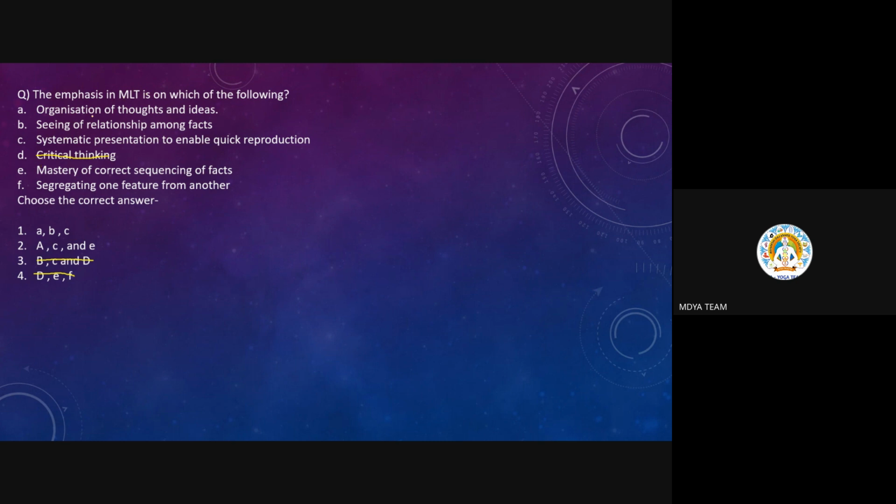Like in memory level of thinking, there is no critical thinking. We eliminated options 3 and 4. Now we are left with 1 and 2. A and C are in both, so we just have to look at options B and E. B is seeing the relationship among facts, and E is mastery of correct sequencing of facts. Correct sequencing of facts is recalling or reproducing facts, which is present in memory level of teaching. So the correct answer is A, C, and E. If you know the answer, it is very good. But what to do if we are not able to get the answer? Clear?